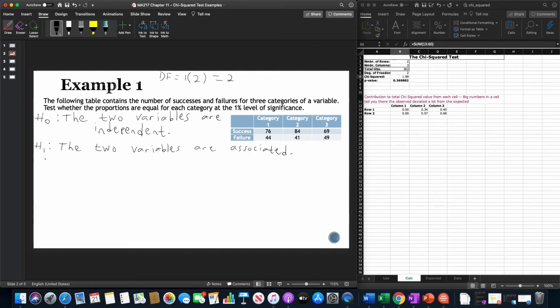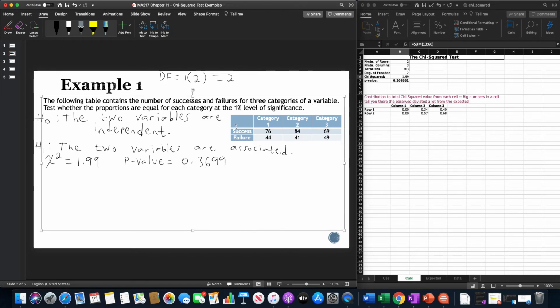So chi-squared is 1.99. Likewise, the p-value here, 0.3699. And we want to compare that to our level of significance. But a level of significance of 1%, well, 1% is a lot less than this p-value.